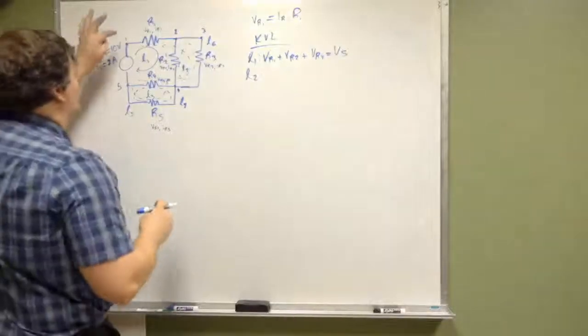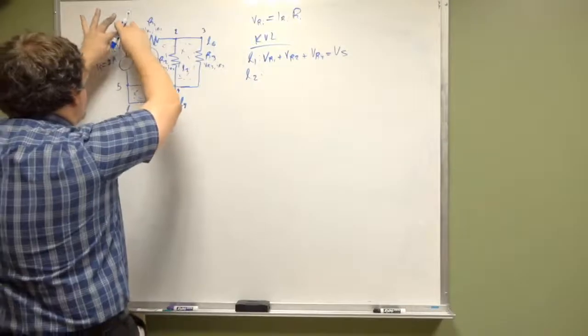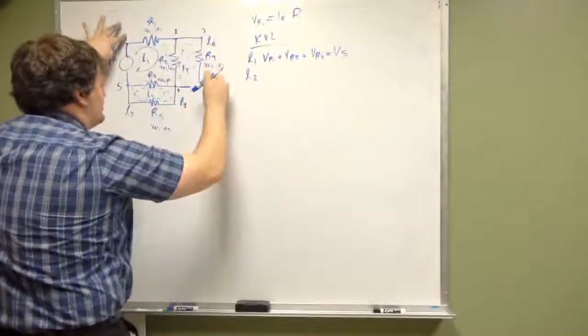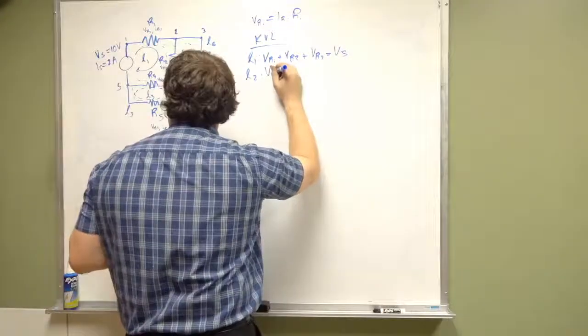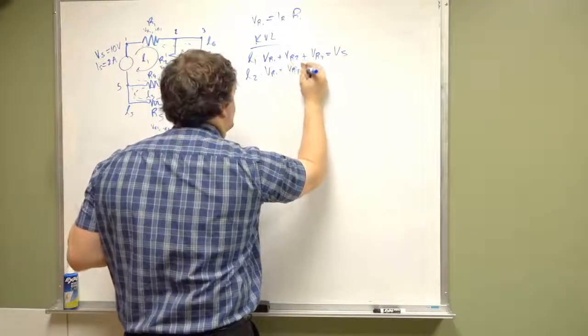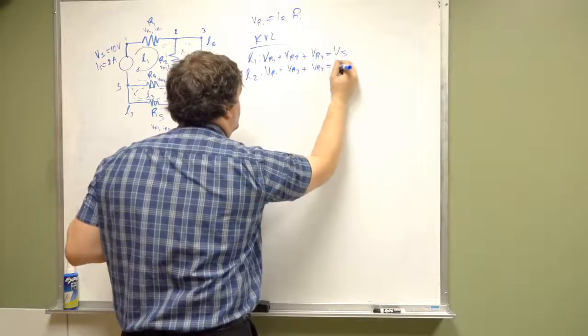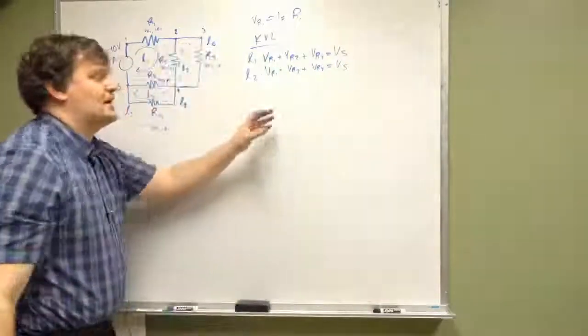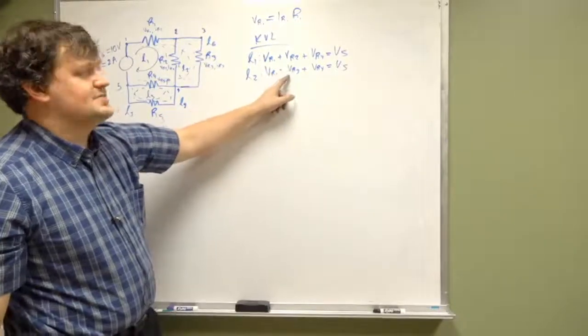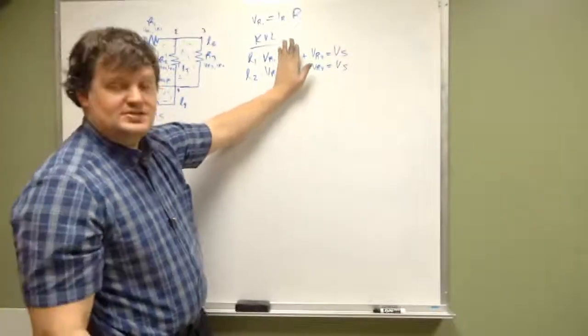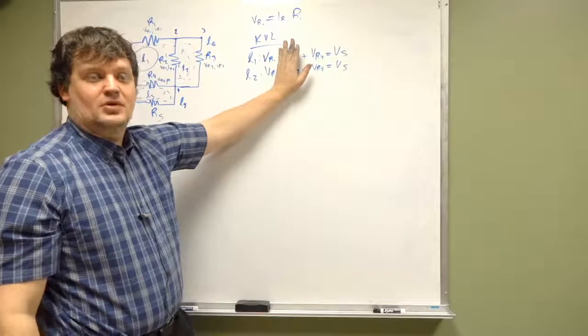Next equation, loop 2. An electron goes through VR1, VR3, VR4, and Vs. So we know VR1 plus VR3 plus VR4 equals Vs. Now I can tell you right now, just looking at these two equations, VR2 has to be equal to VR3. Why? Because everything else in this equation is the same.